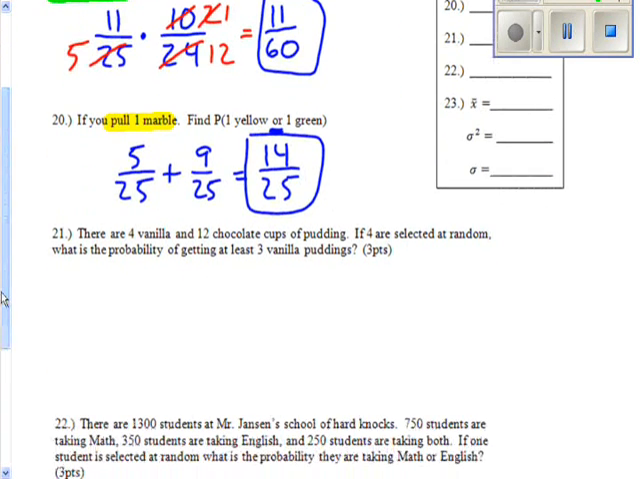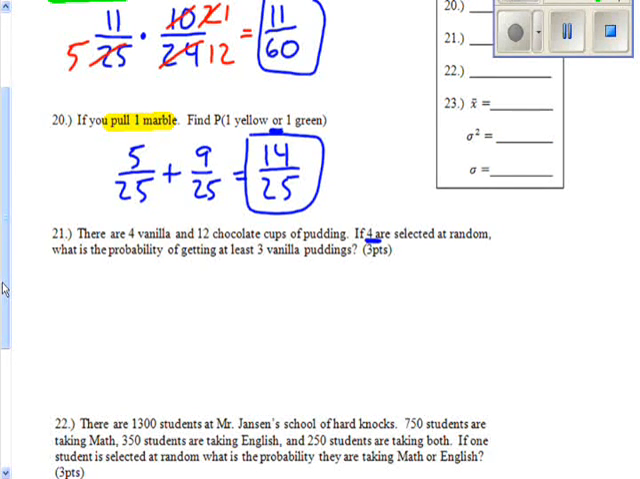If I take a look at the next one, it says there are 4 vanilla and 12 chocolate cups of pudding. If 4 are selected at random, what is the probability of getting at least 3 vanilla puddings? With this one, does it say that I'm doing one thing at a time? No, it doesn't mention that. It doesn't imply it in any way. So I have to assume that all 4 of these are being pulled at once. So now it's no longer simple probability because I'm not doing one thing at a time.